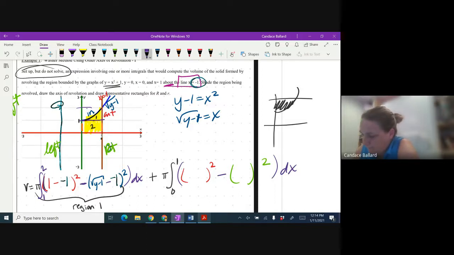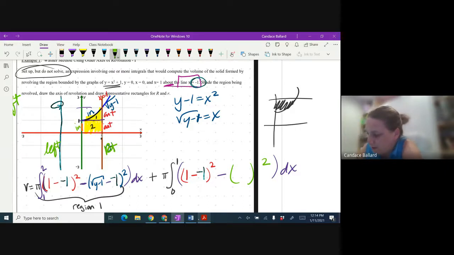My outer function is that line, so this is my right. I'm going to use 1 minus the axis of revolution. The axis of revolution, again, is always going to be part of it. And then I've got to do the inner function. I should have labeled it, I didn't. This is the outer on this part, and this is the inner on this part.